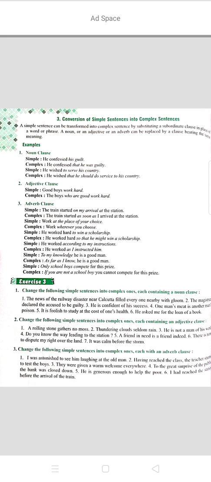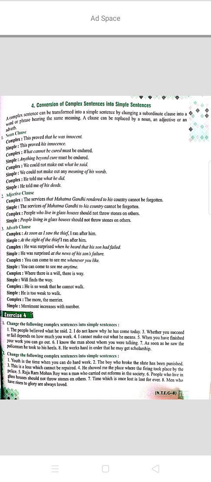Now comes adverb clause. You can see, the train started on my arrival at the station. Complex: the train started as soon as I arrived at the station. Hope so it is clear to you. This third exercise is based on this topic. Now let's come to the other one.